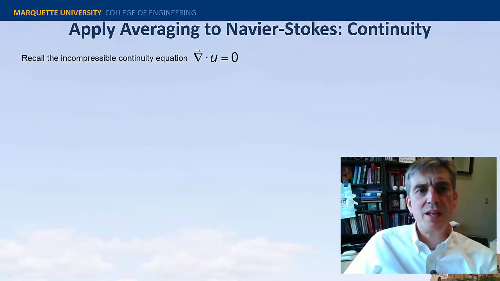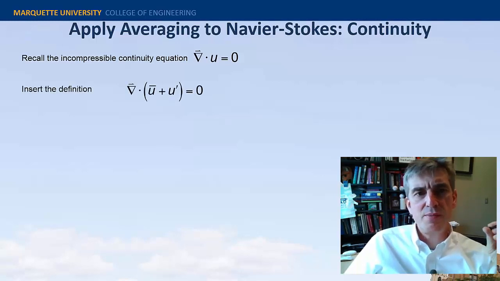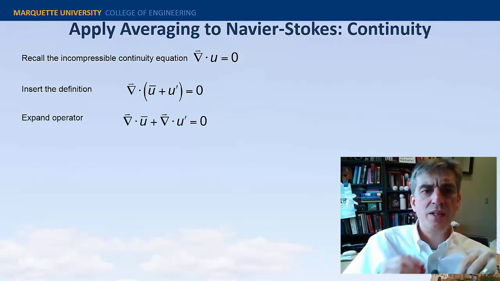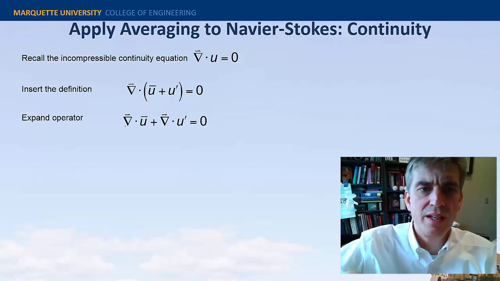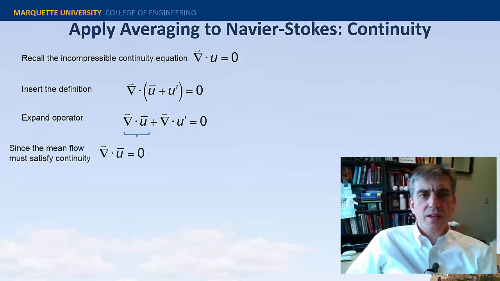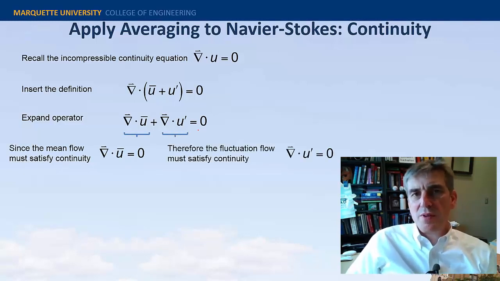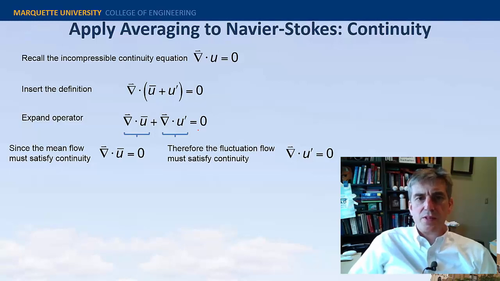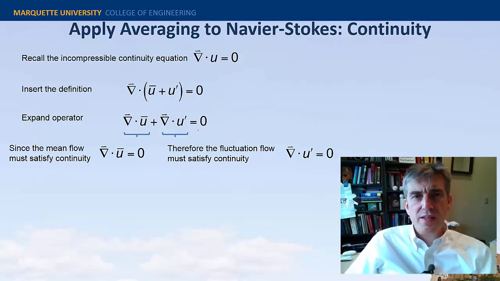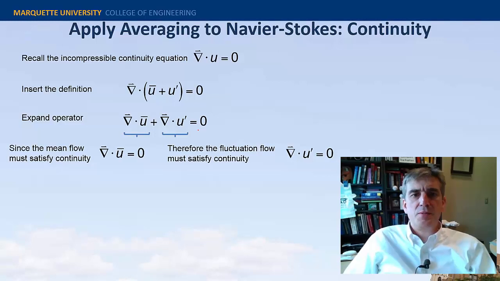So let's apply this average to something like the continuity equation. This is the incompressible form of the continuity equation: del dot U is equal to 0. If I insert my Reynolds decomposition, it's del dot (U average plus V average). And if I FOIL that, it really says that the compressibility of the average plus the compressibility of the fluctuation must be equal to 0. Since the mean flow must satisfy continuity, the fluctuating flow must also satisfy continuity. So that is the Reynolds decomposition of the continuity equation. It's the first step towards developing a Reynolds-averaged Navier-Stokes formulation.